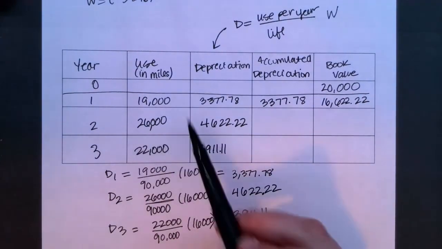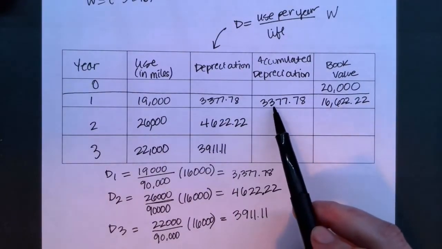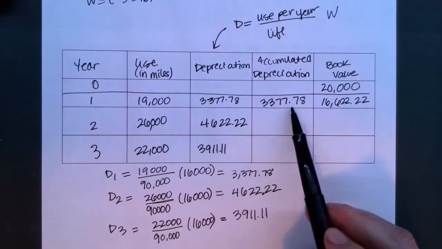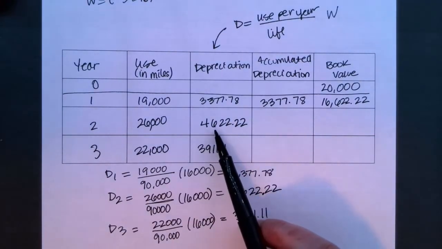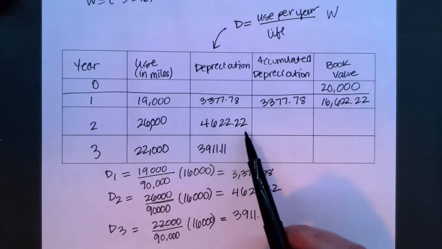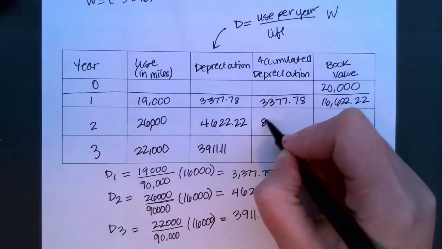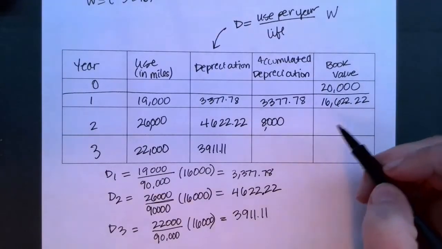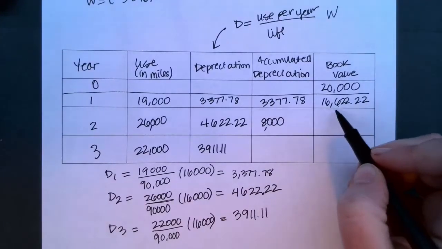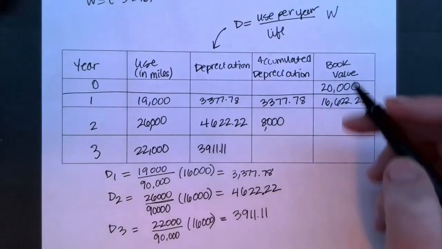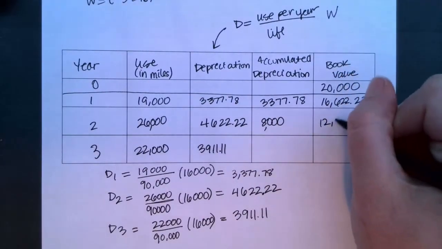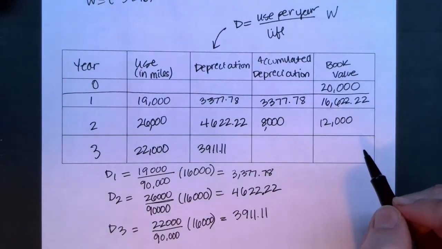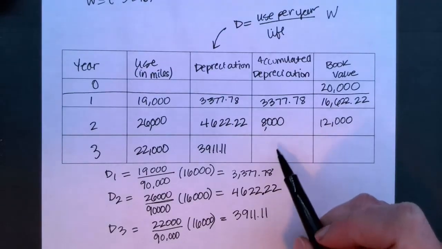And then we do the same thing. We already used this value, so this is just hanging out. Our accumulated depreciation is going to be the $3,377.78 plus $4,622.22. So that gives us $8,000 total. And when we subtract the depreciation from our current book value, we get $12,000. You could put 0.00, but if it's a number that ends nicely, you don't need the 0.00. It just depends on your preference.